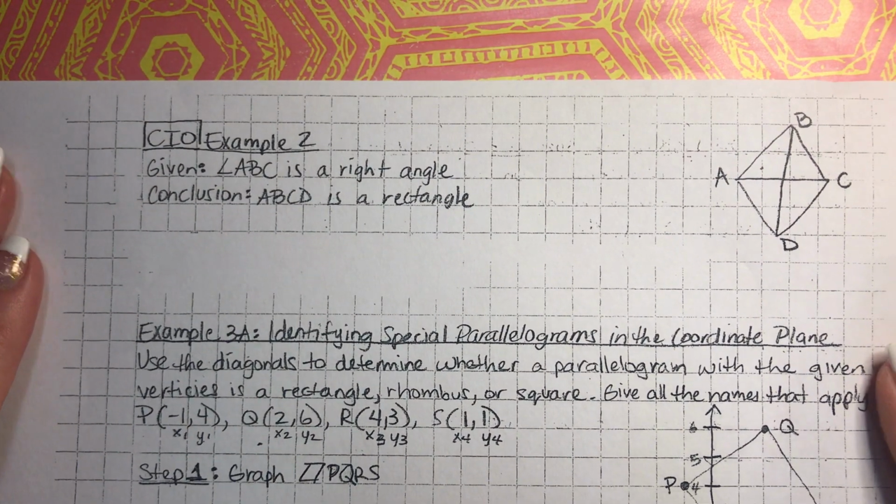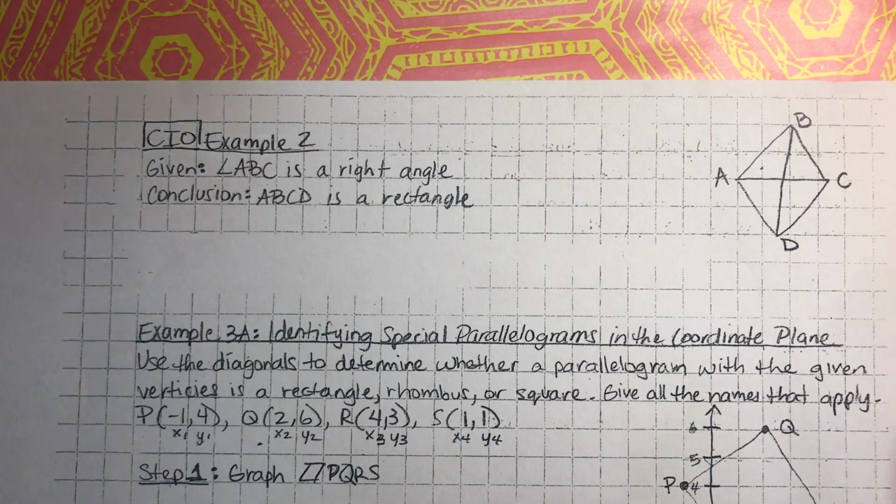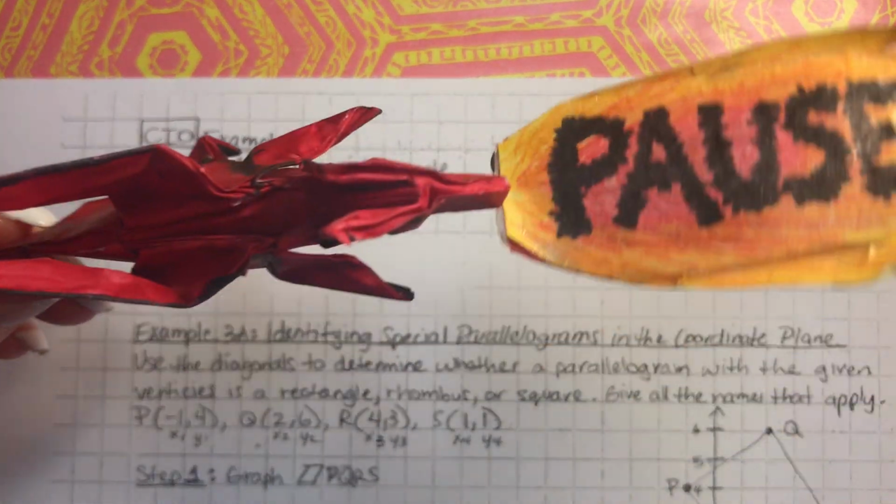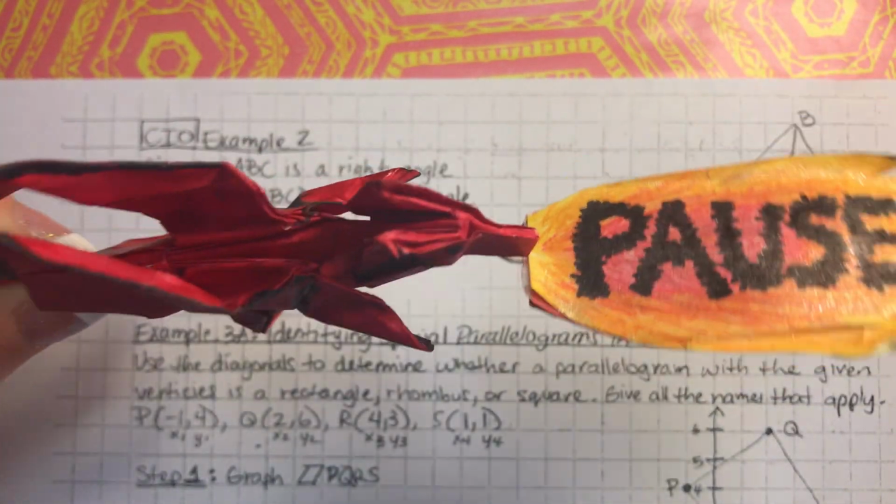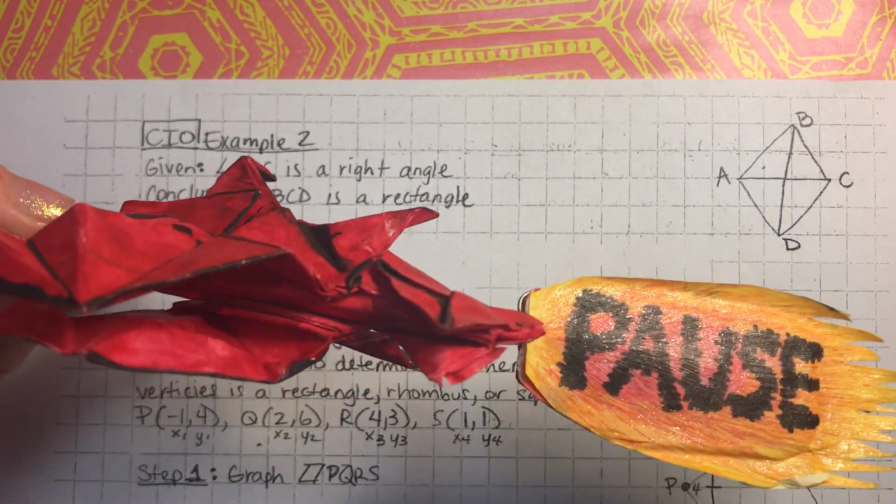All right, let's look at Check It Out, example 2, right here. It's a lovely problem. And I want you to go ahead and try this one on your own. So here's my friend the pause dragon. Remind you to pause your device. Go ahead and work this out. When you get done, press play and we'll talk about it together. All right, see you in a bit.